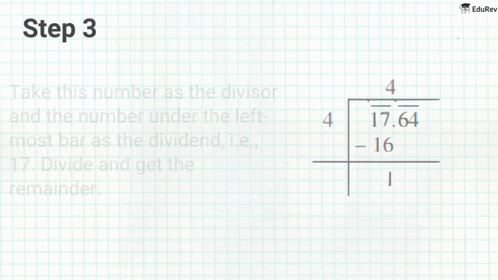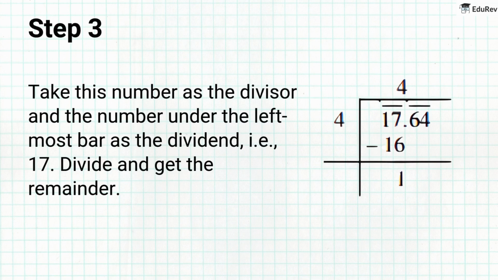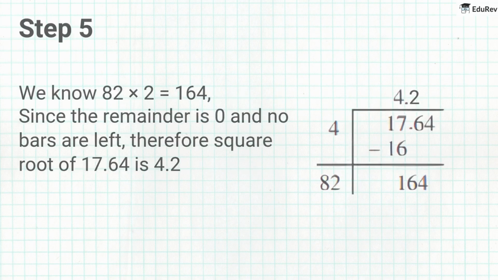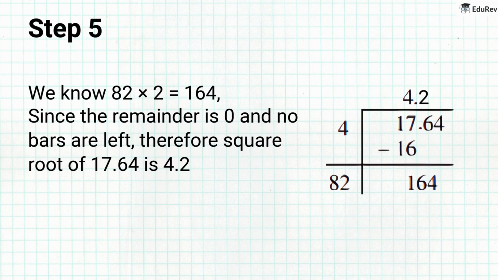We take this number as the divisor and the number under the leftmost bar as the dividend, that is 17. Then, we divide and get the remainder, which is 1. Next, we double the divisor and enter it with a blank on its right. Since 64 is the decimal part, we put a decimal point in the quotient. Finally, we find that the remainder is 0 and no bars are left, therefore the square root of 17.64 is 4.2.